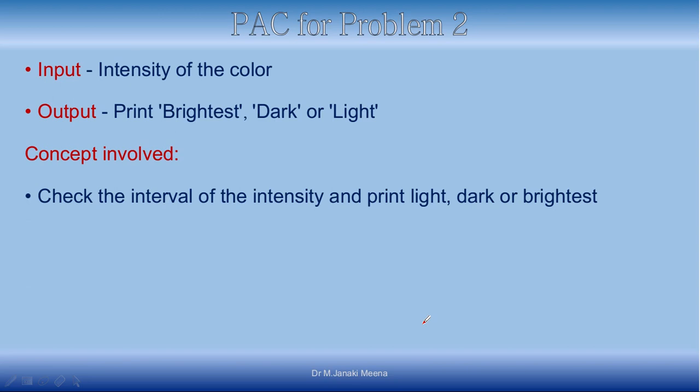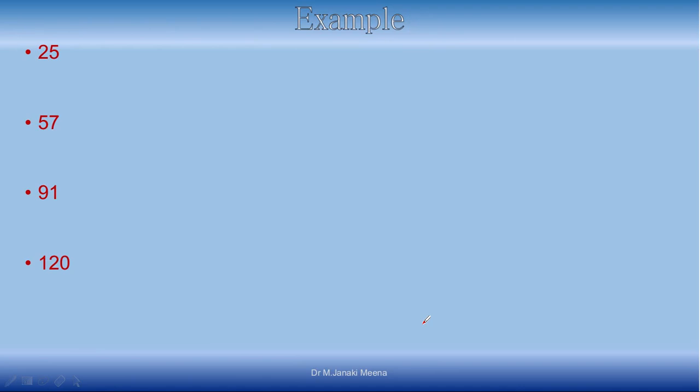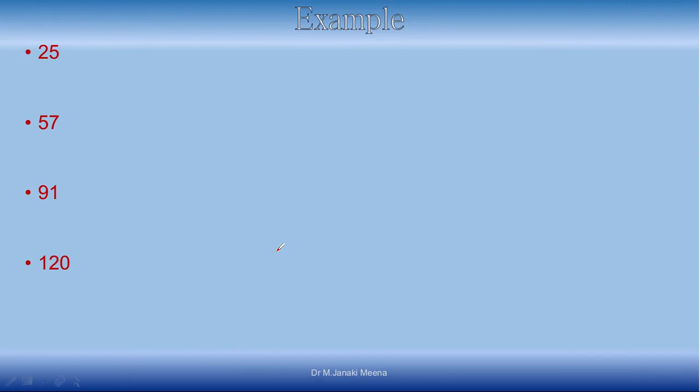and you are going to print either dark, light or brightest. Now consider this value 25. When you look at the condition, otherwise, you are going to have greater than 25 only, then only it is dark. If it is 25 also, then we will say it is light only. When you look at 57, it is from 50 to 100. In that case, you will say it is dark.